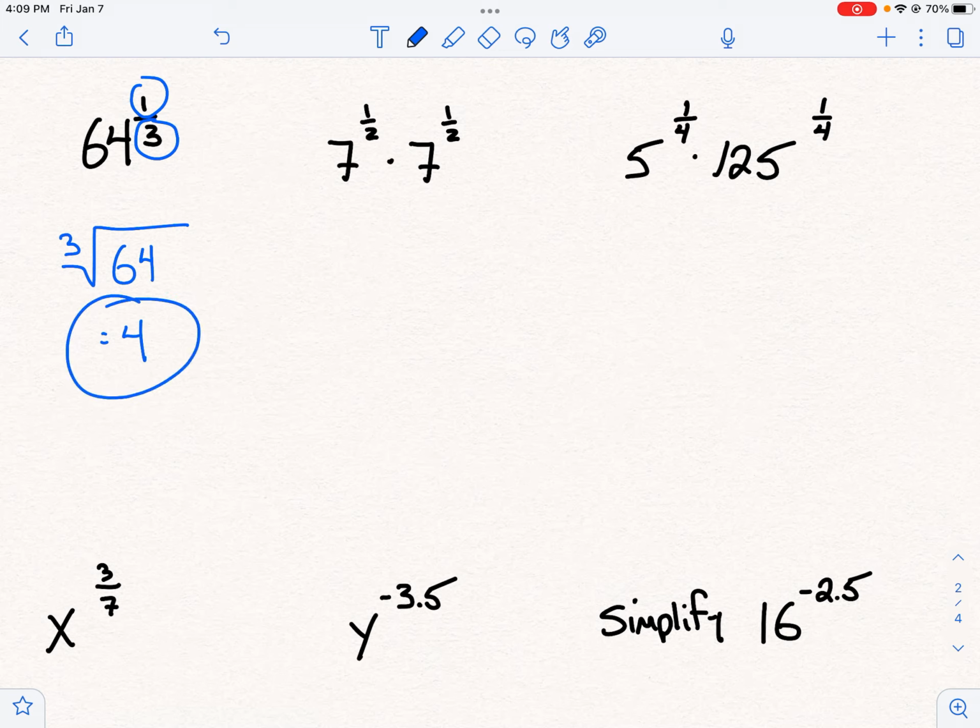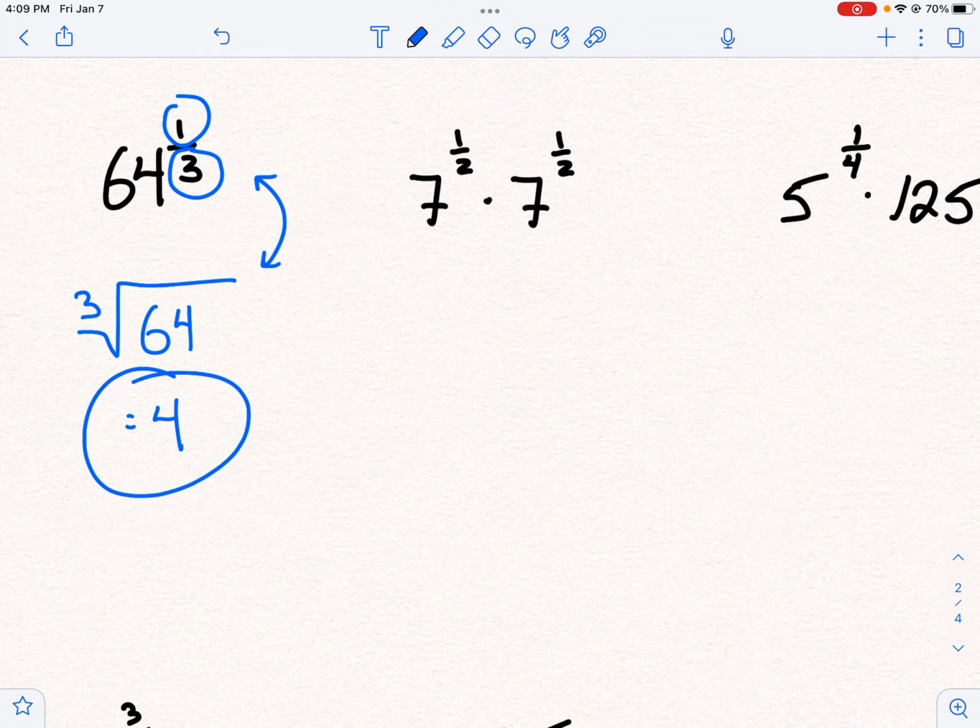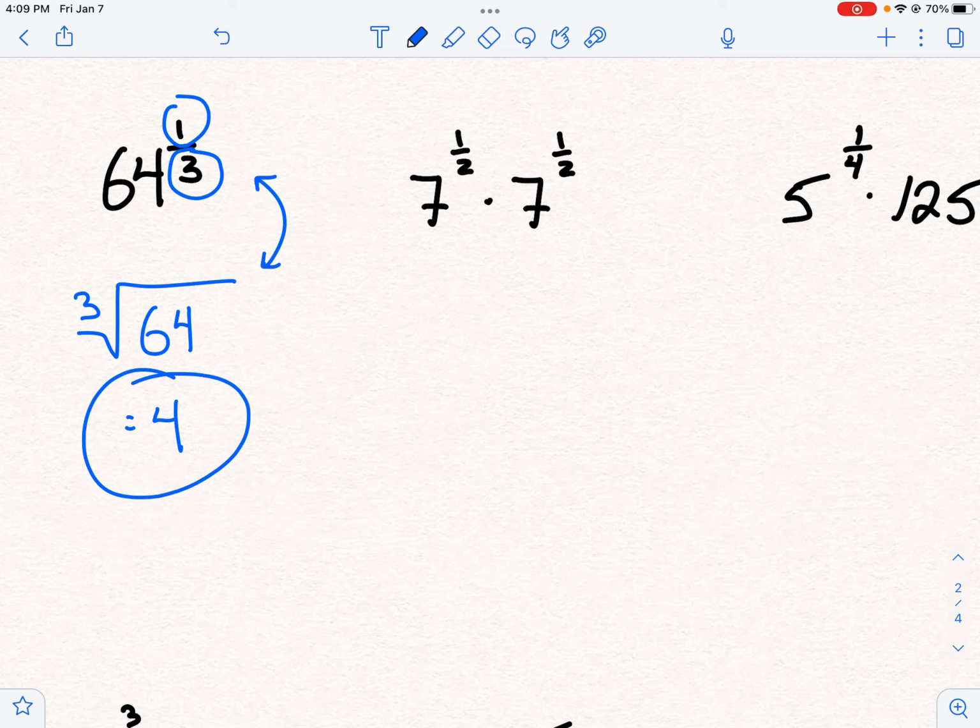So 64 to the 1/3 power is 4, and that's actually kind of a neat way to work back and forth between radical and exponential form, and then how to simplify in both cases. Here comes the second one. Now let's deal with the one with 7s. We can do this two different ways.